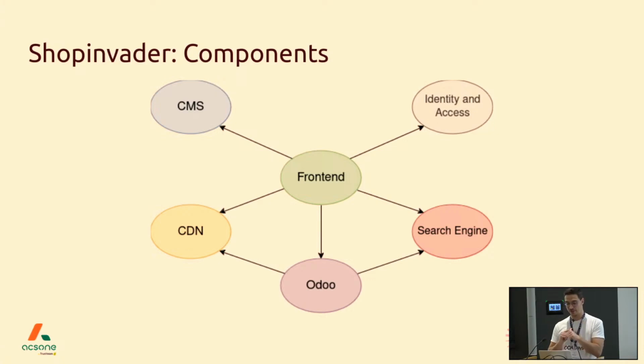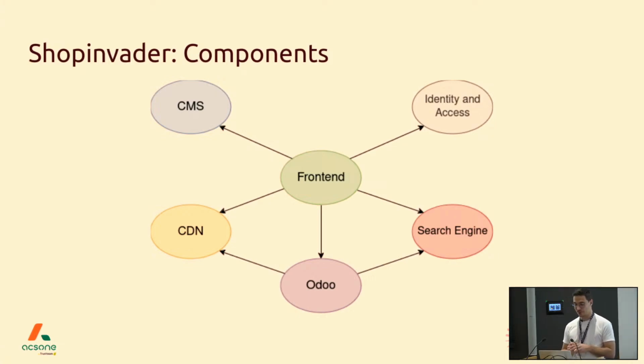So the front end calls the API to push and get data from Odoo, gets the product catalog from the search engine, and gets the images from the CDN. If you want, you can add a CMS to manage the content of your website. And also, you'll need an identity and access manager, something like Keycloak, for example, that will handle the accounts of the customers and the authentication. If you go fully anonymous, you don't need this, but otherwise you need a solution for the customers' accounts.